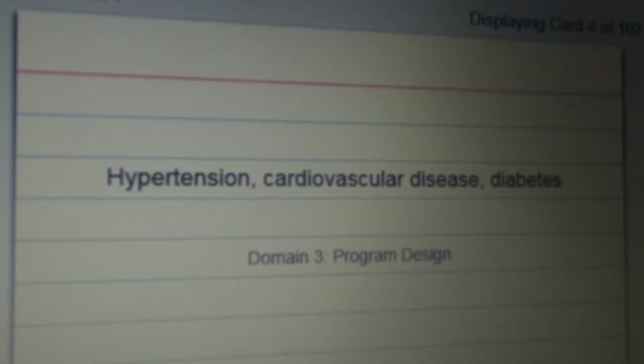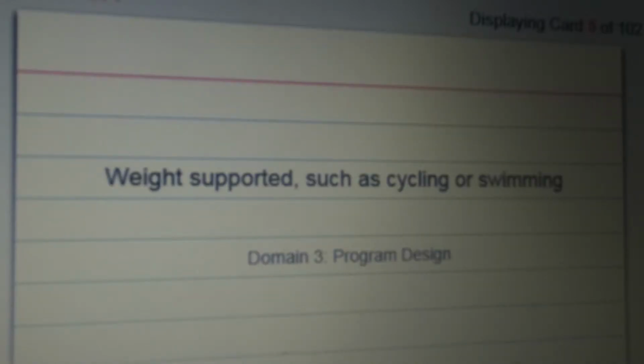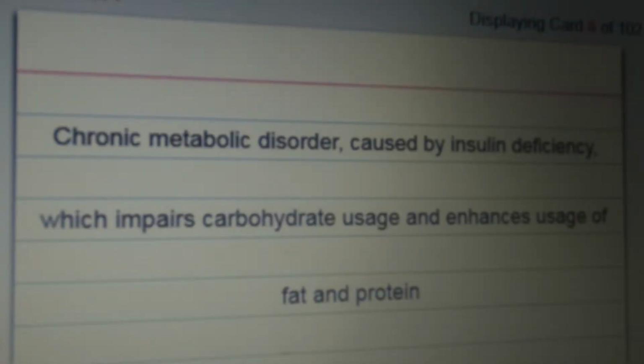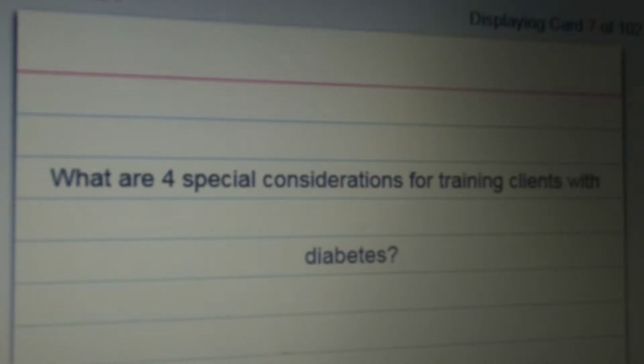Hypertension, cardiovascular disease, and diabetes. It is recommended that obese clients partake in this type of exercise to decrease orthopedic stress. Weight supported, such as cycling or swimming. Chronic metabolic disorder caused by insulin deficiency, which impairs carbohydrate usage and enhances usage of fat and protein. Diabetes. What are 4 special considerations for training clients with diabetes?